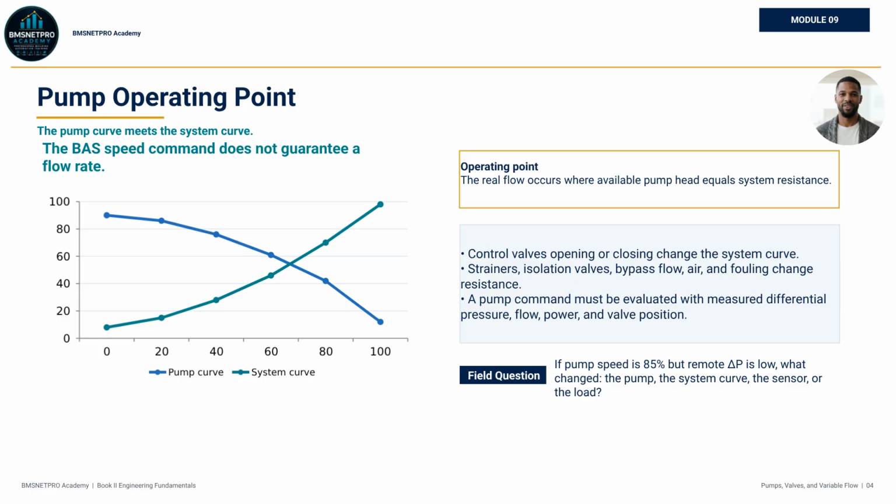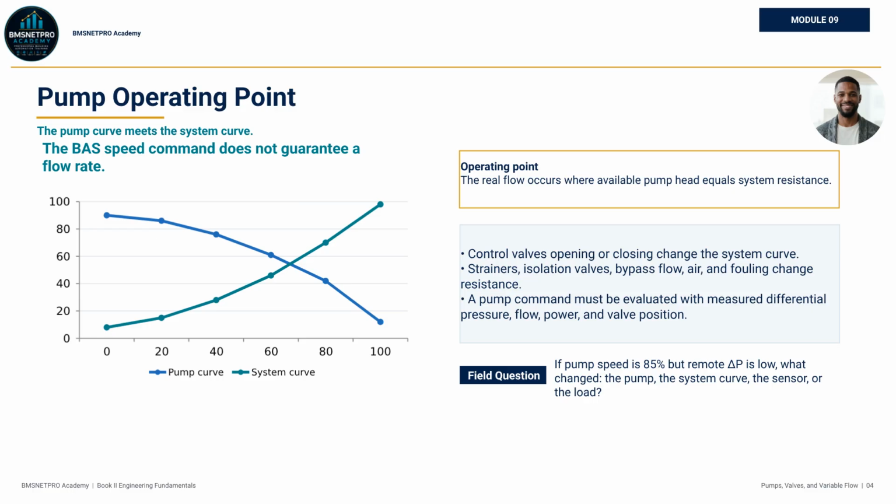If a control valve closes, if a strainer loads up, if a bypass opens, or if air is trapped in the system, the system curve changes. The pump may be doing exactly what it is commanded to do, while the system still delivers the wrong flow. In the field, this means we should not diagnose from speed command alone. We need to look at differential pressure, valve positions, flow if available, pump power, and the physical condition of the system.